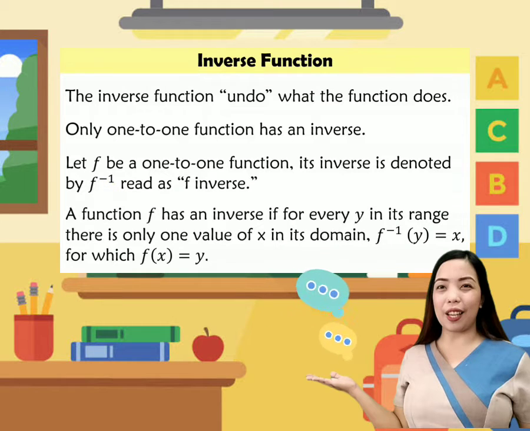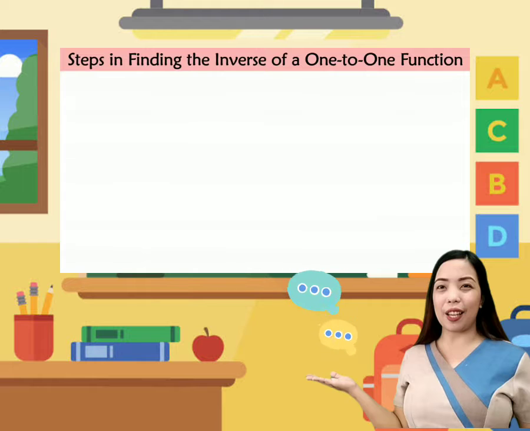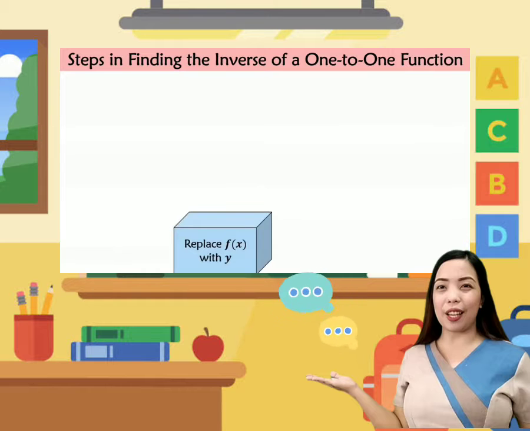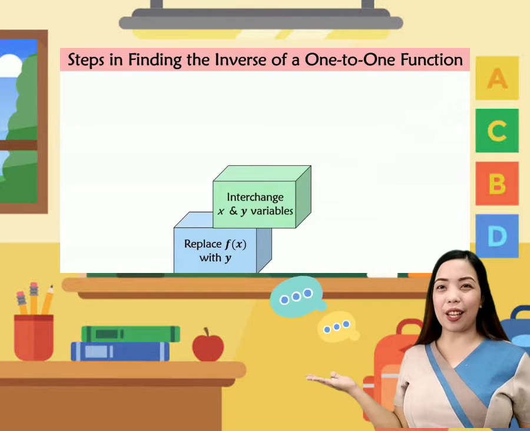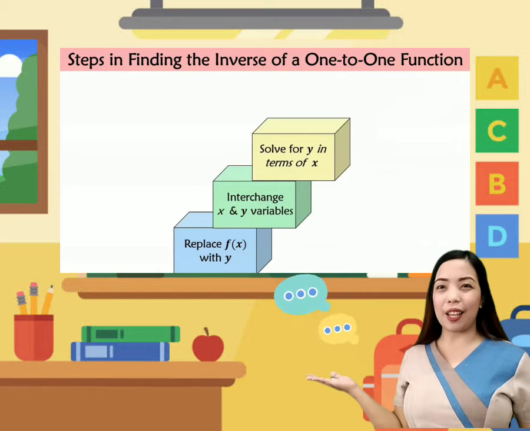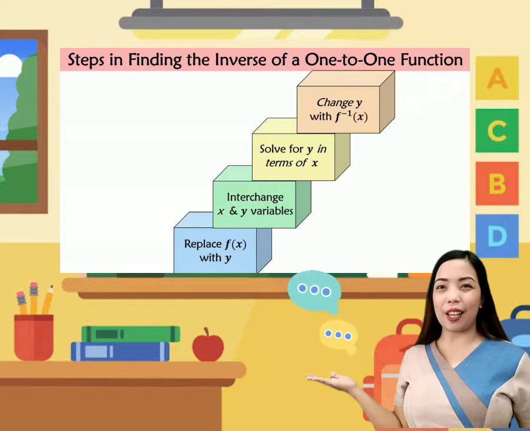A function f has an inverse if for every y in its range, there is only one value of x in its domain. In symbols, f inverse of y is equal to x, for which f of x is equal to y. Here are the steps in finding the inverse of a one-to-one function. Step 1. Replace f of x with y. Step 2. Interchange x and y variables. Step 3. Solve for y in terms of x. And step 4. Change y with f inverse of x.